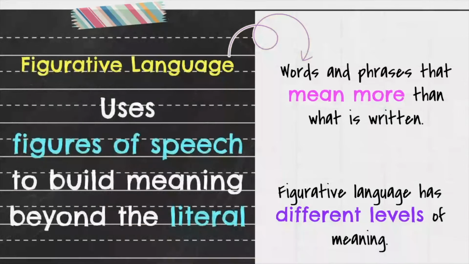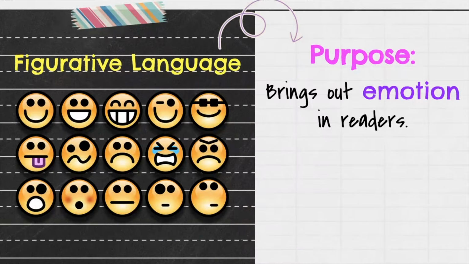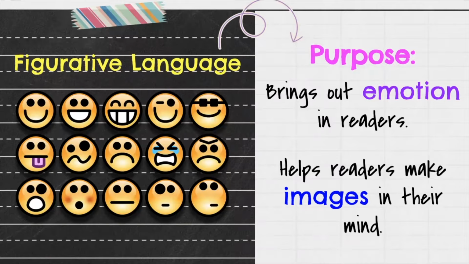But let's talk about why authors do this. The purpose of figurative language is to bring out emotion in readers, and it helps you make images in your brain. Because without figurative language, what you read would be super boring. And shockingly, you would probably have a hard time connecting with it. You might be a little bit bored of talking about figurative language all the time, but it does have a purpose. So let's talk about the different types of figurative language.